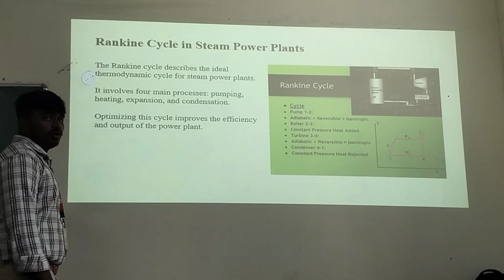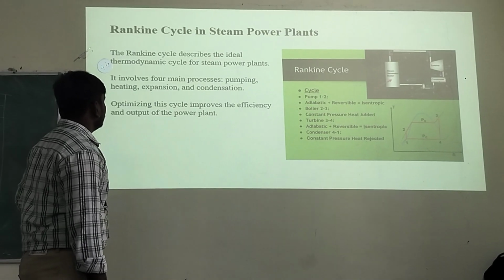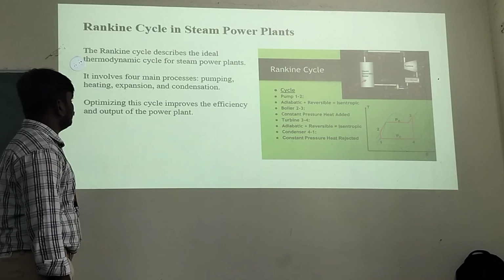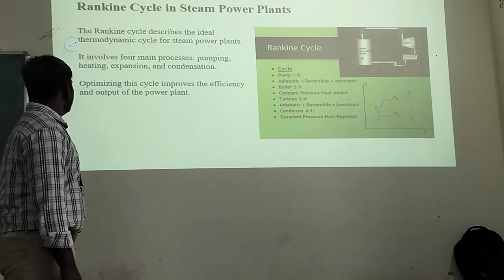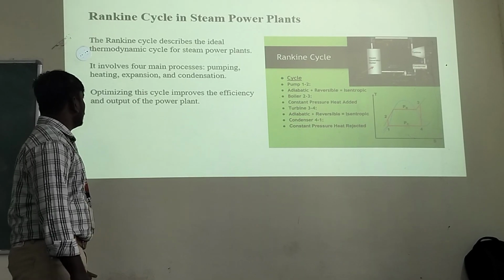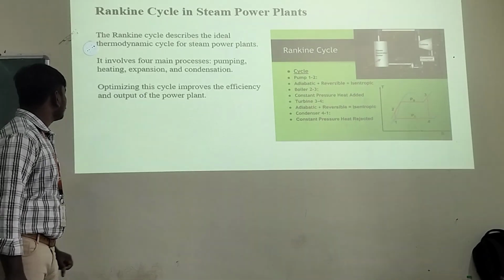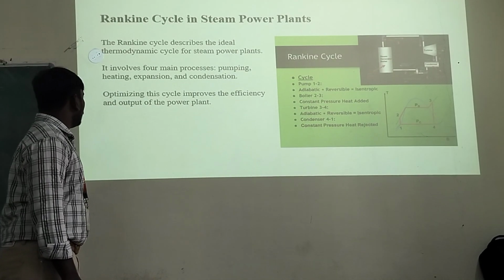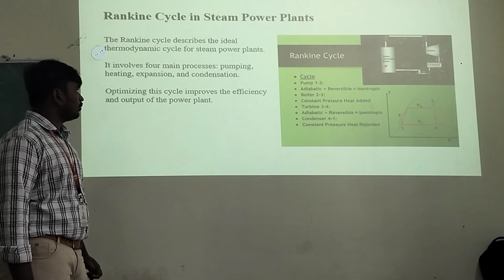Rankine cycle in steam power plant. The Rankine cycle describes the ideal thermodynamic cycle for steam power plant. It involves four main processes: pumping, heating, expansion and condensation. Optimizing this cycle improves the efficiency and output of the power plant.